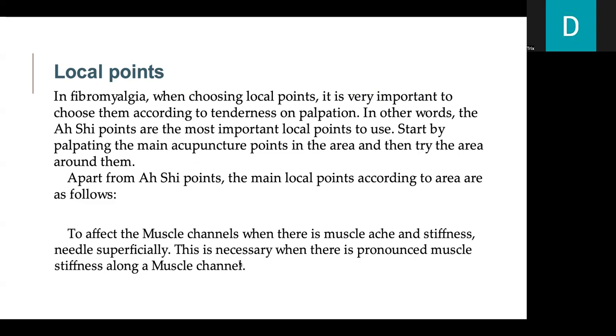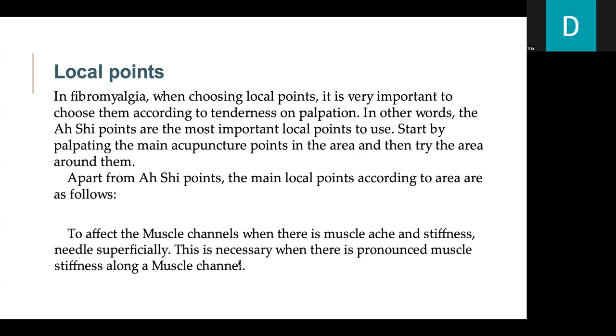The local points. In fibromyalgia, when choosing local points, it is very important to choose them according to tenderness on palpation. In other words, the ASHI points are the most common local points to use. Start by palpating the main acupuncture points in the area and then try the area around them. Apart from the ASHI points, the main local points according to area are as follows.